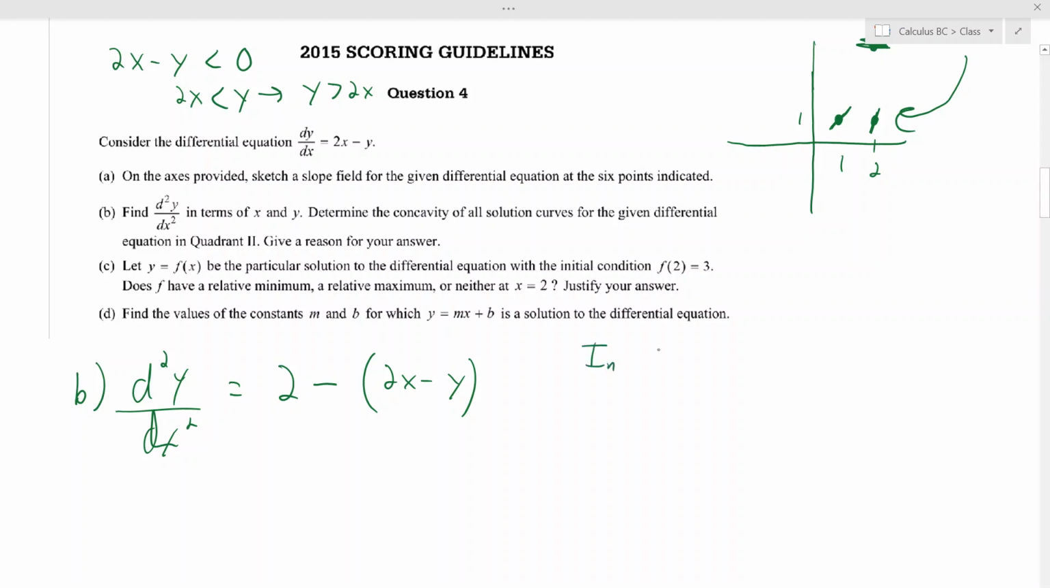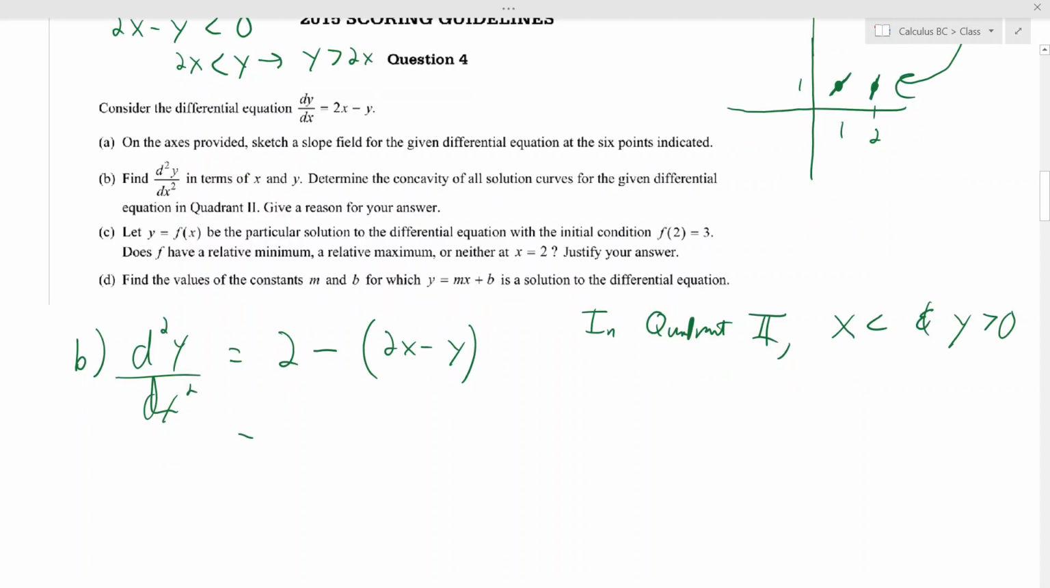Well, in quadrant 2, guess what we know? We know x is negative and y is positive. Since our second derivative is 2 minus 2x but plus y, if x is negative, that becomes 2 plus something, and if y is positive, that's also positive, so adding something. So the second derivative is a positive number.